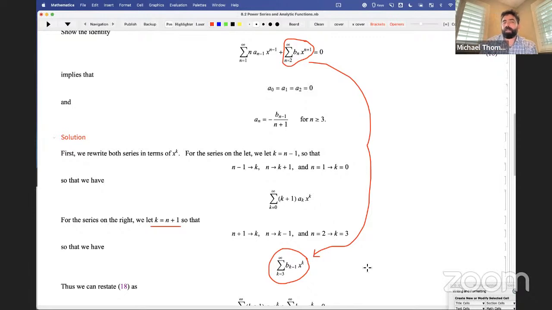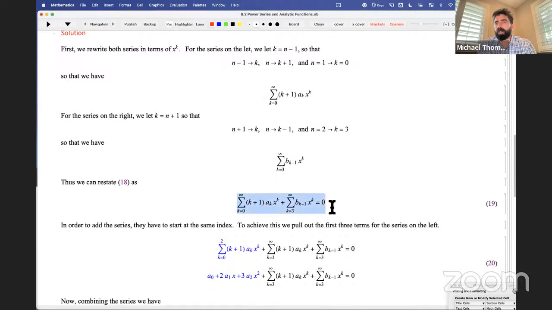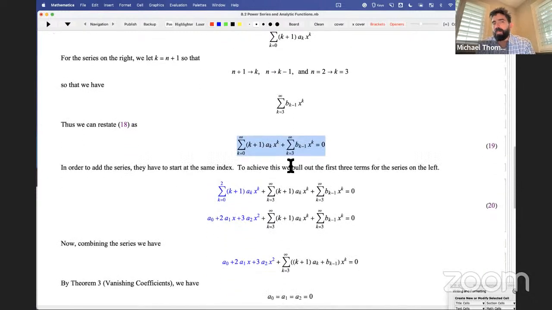Okay. All right. So now we can take our original equation here and we can rewrite it like this. You see, now they have the same general term, x to the k. Okay. Now, I'd like to add these series together, but I can't do it until their starting indices are the same, and they're clearly different. One of them starts at 0 and the other one starts at 3. So this is a really easy fix. All you really have to do is pull out the first 3 terms of this guy. Just pull it out to the side.